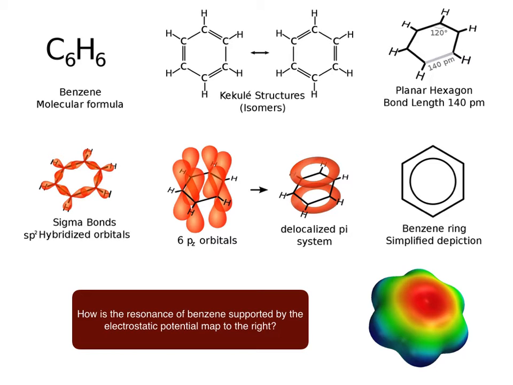Many unique and interesting properties result from pi bonding. Diamond is an allotrope of pure carbon that cannot conduct electricity. However, graphite, another allotrope of pure carbon, which is commonly found in pencils, can. This is purely due to its pi bonding.